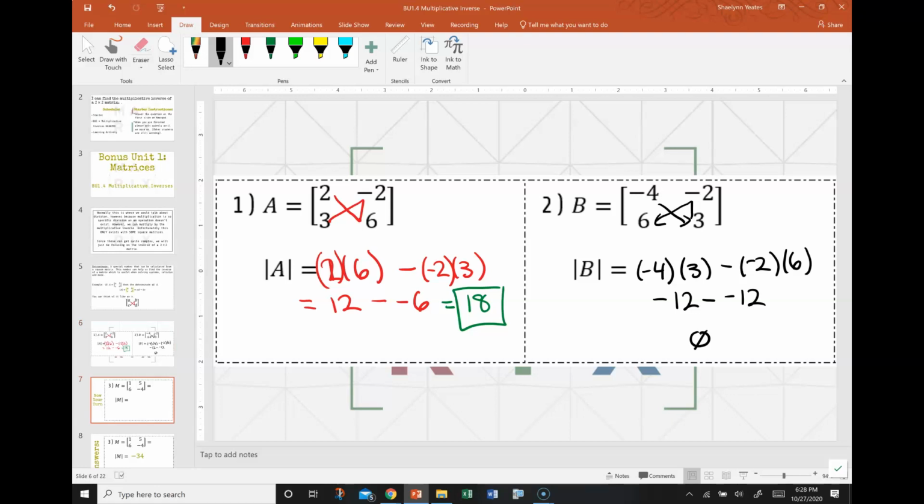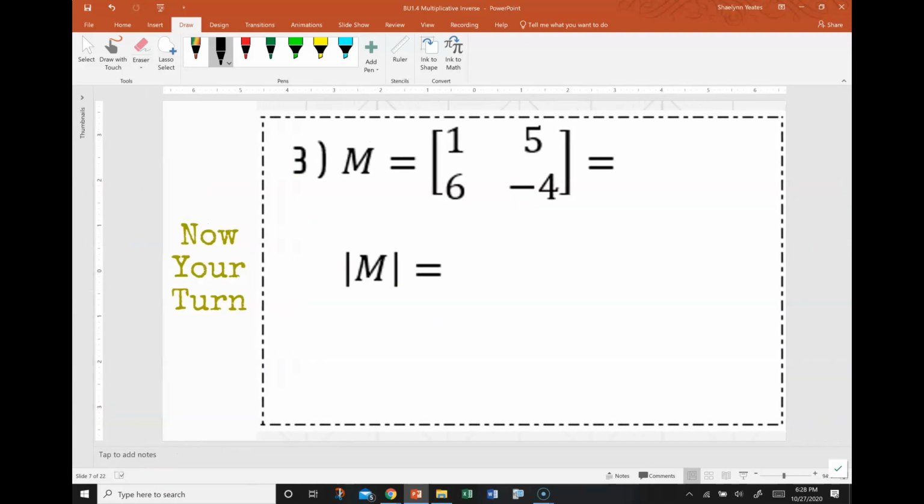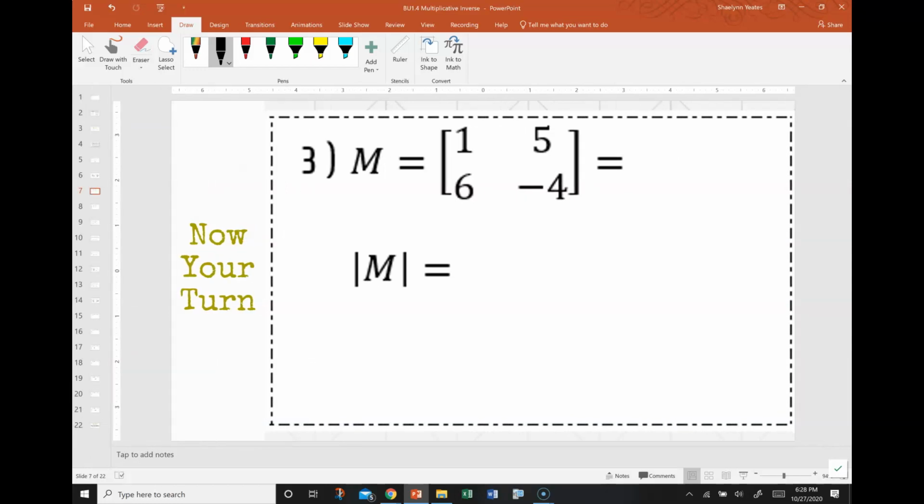All right, so now I want you to do the same thing here. Go ahead and find the determinant of that matrix, and you're good to go.